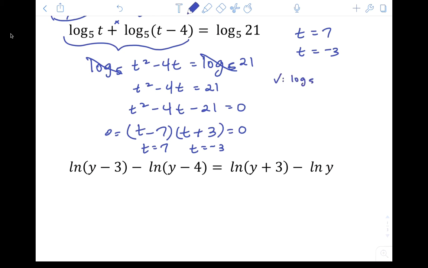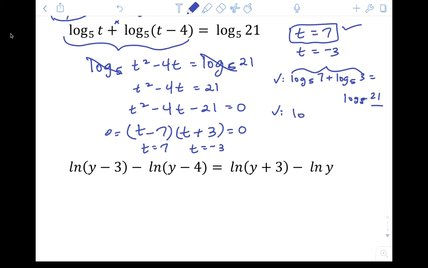Log base 5 of 7 plus log base 5 of 7 minus 4 is 3. That is supposed to equal log base 5 of 21. That's a 5. Do these condense back through multiplication to give you 21? Yeah, 7 times 3 is 21. 7 is a winner.